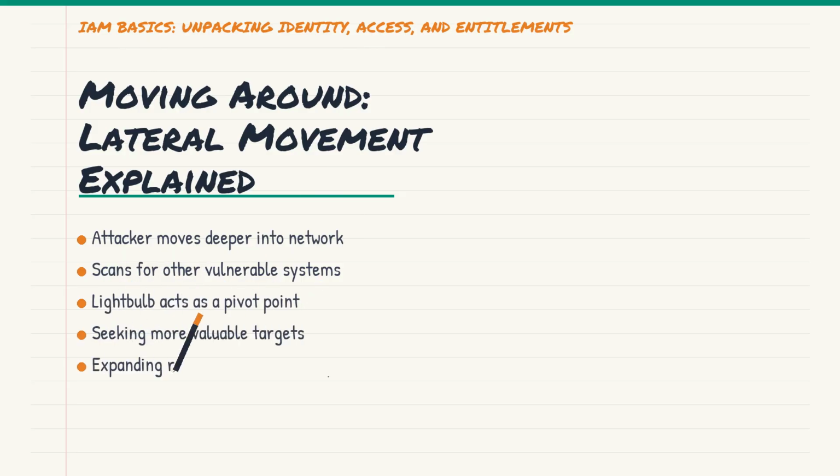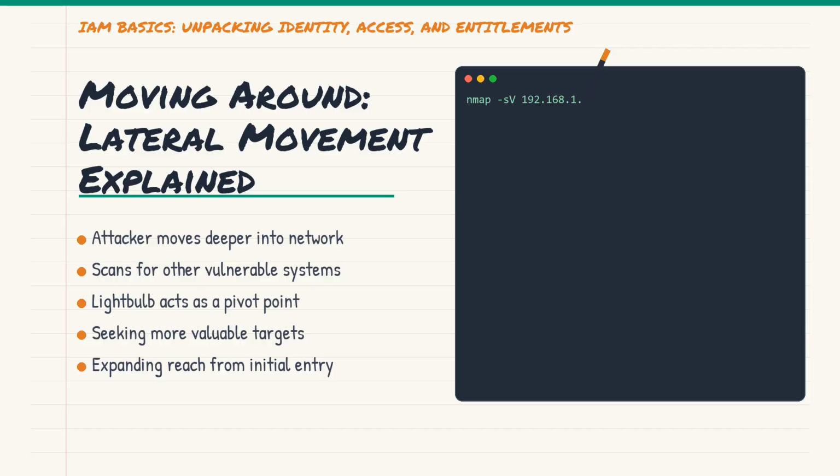This means moving deeper into the network from their initial entry point. The lightbulb itself doesn't have much sensitive data, but its network connection allows the attacker to scan for other devices and systems. They are looking for other weak points, like unpatched servers or other devices with default credentials. It's like getting into a building through a service entrance and then exploring all the hallways to find an unlocked executive office. They are leveraging the lightbulb's network access to expand their reach and find more valuable targets.